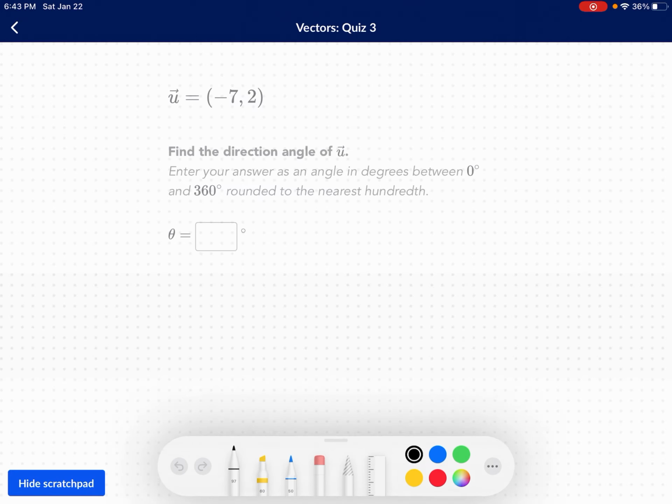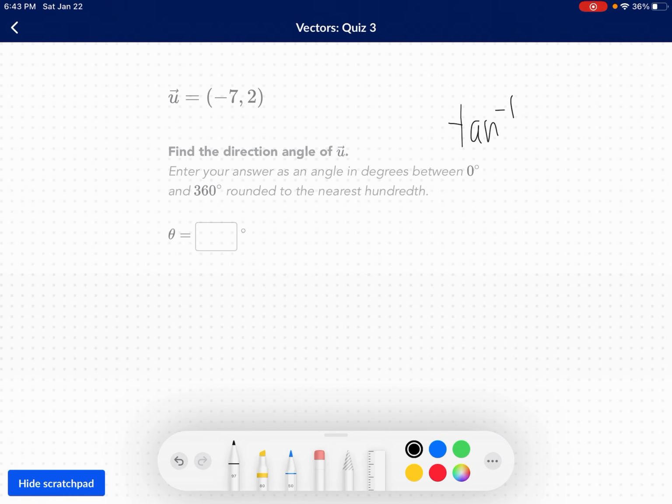Find a direction angle again. Inverse tangent of the y component over the x component. I'll make it negative because the x one is negative. So inverse tangent of that is negative 2/7. This is in the second quadrant, so I need to add 180 to what I got in the calculator, and I get 164.05.